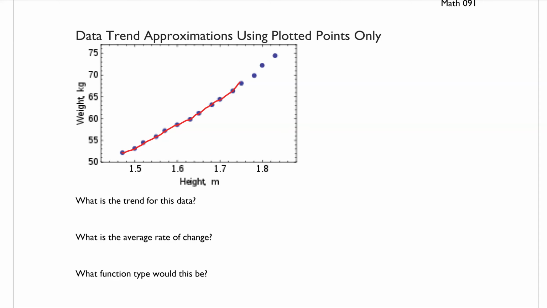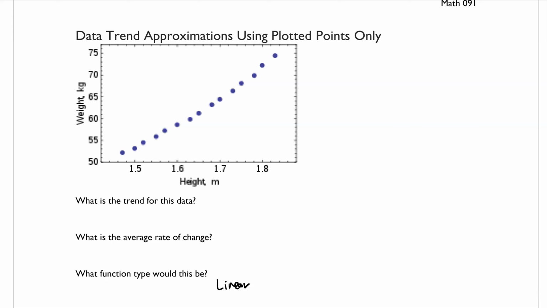Hopefully you notice that when I connect 2 points on this scatter plot, not all of them have the same slope between each two set of points. So this tells us that it's not quite linear, but it's approximately linear. If you look at the third question, it says, what function type would this be? Although, again, it's not exactly linear, it is approximately linear. So that's what we would use to model this.